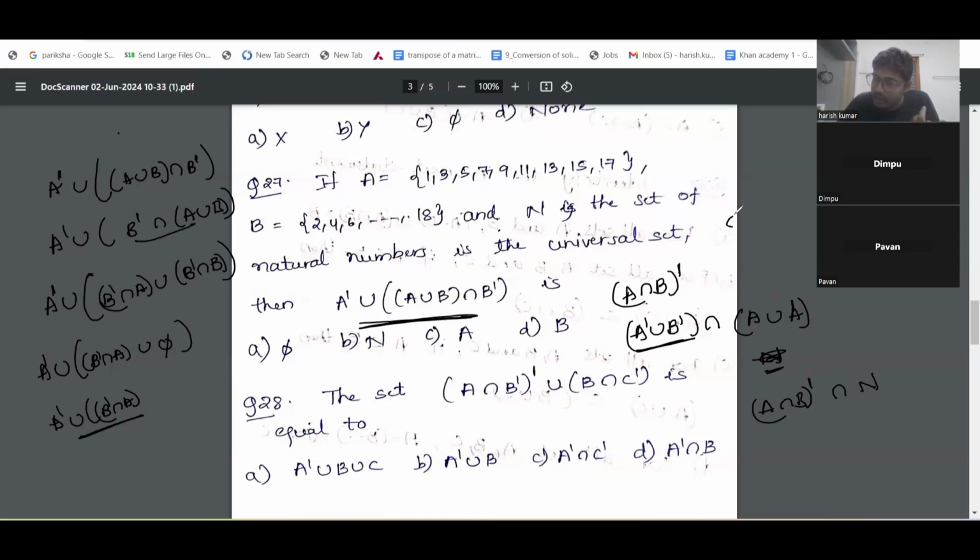Empty set or null set. So this is null set complement intersection natural numbers. What is the complement of null set? The complement of null set is nothing but the universal set.